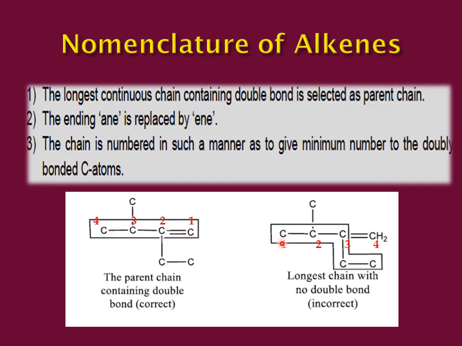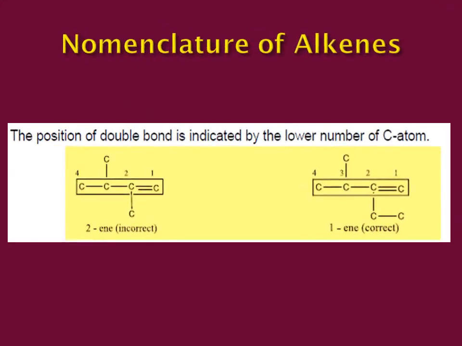The next rule is that the position of double bond is indicated by the lower number of the carbon atom. For example, as you can see in this structure, the double bond is present between carbon number 1 and carbon number 2. If I am going to name it 2-ene, it is going to be incorrect because I have to mention the lower number. So instead of 2-ene, it should be 1-ene.